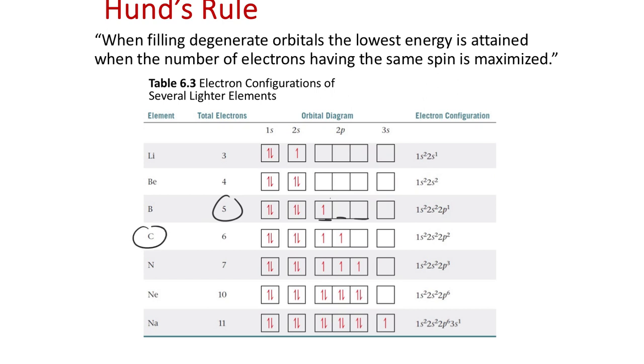But then for carbon, we're going to follow Hund's rule, which says when we're filling into equal energy orbitals, a fancy word for that is degenerate orbitals, we maximize the spin of the electrons. So we put the electrons into 2 different orbitals with their spins in the same direction. When filling degenerate orbitals, the lowest energy is attained when the number of electrons having the same spin is maximized. And so that just means for carbon, we're filling into that 1s, 2s, 2p orbital.